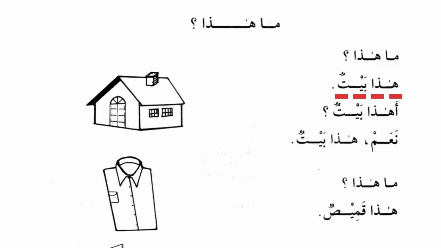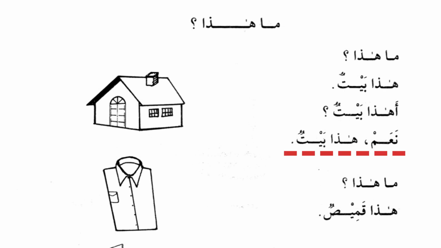Hadha baytun, this is a house. Ahadha baytun. Here a is a question particle. It is used at the beginning of a sentence to turn a statement into a yes or no question. For example, hadha baytun means this is a house. So when we add a at the beginning, it becomes ahadha baytun and the meaning becomes is this a house? So the particle a changes a normal sentence into a question that can be answered with yes or no.